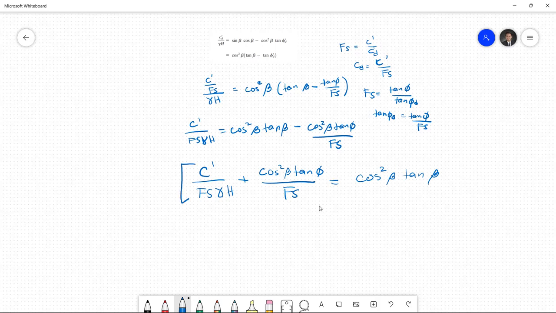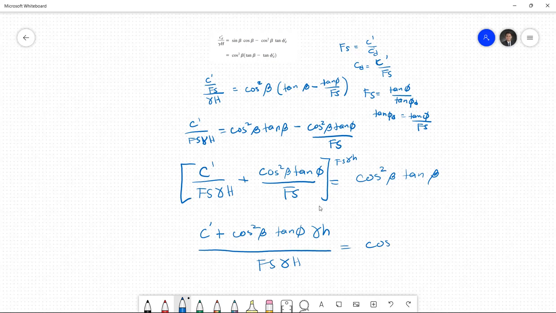So rearrange this equation. So, nasa taas lang yung Fs. Okay? So, this will be, multiply ako ng Fs gamma H. So, ang mangyayari dito sa taas will be C prime plus cosine squared beta tangent phi gamma H divided by Fs gamma H is equals to cosine squared beta tangent beta, right?